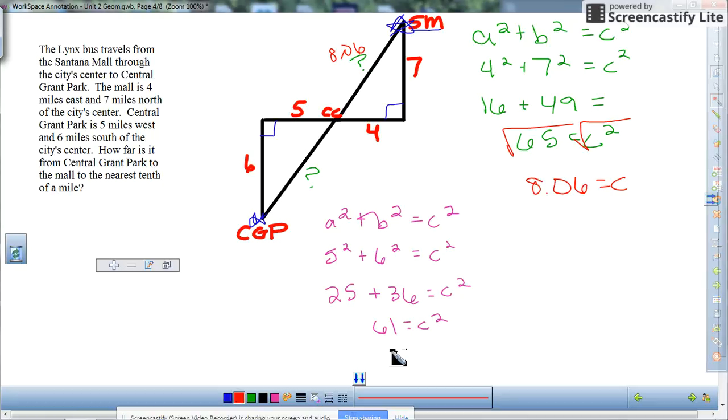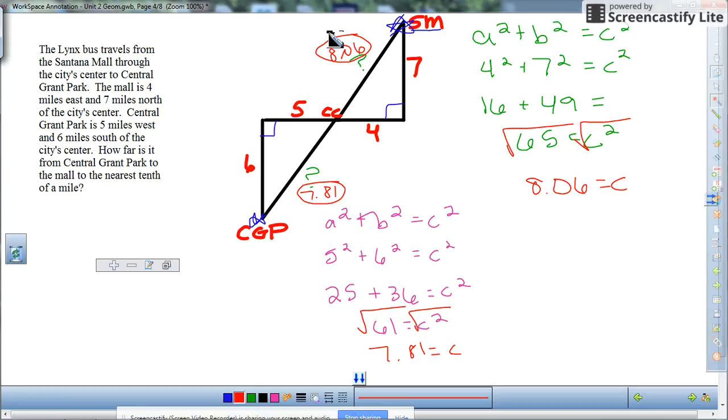So the opposite of something being squared is to take the square root. So if I take the square root of 61, I'm going to round to the nearest tenth, I will get approximately 7.8. So now I know that this length is actually, I would do 7.81. I'll round to the nearest hundredth. So I've got 7.81 and 8.06.